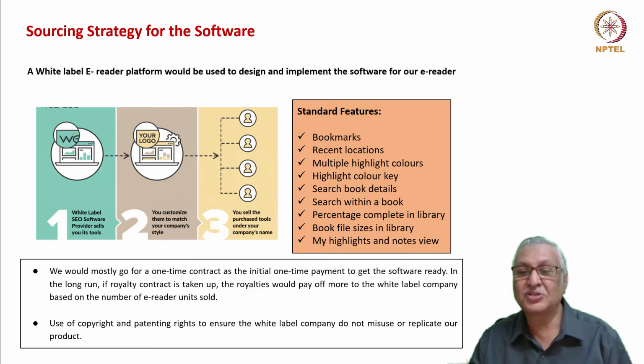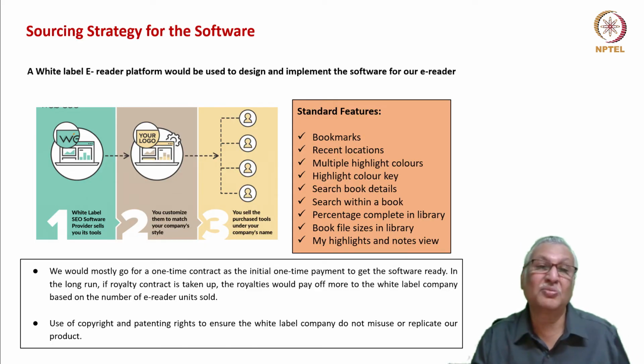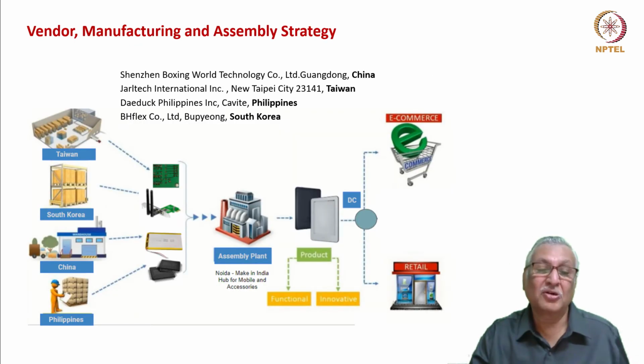The standard features are bookmarks, recent locations, multiple highlight colors, highlight color key, search book details, search within a book, percentage complete in library, book file size in library, and highlights and notes view. These would be offered through a one-time contract based on an initial one-time payment to get the software ready. The copyright and patenting rights will be used to ensure that the white label company does not misuse or replicate the product.